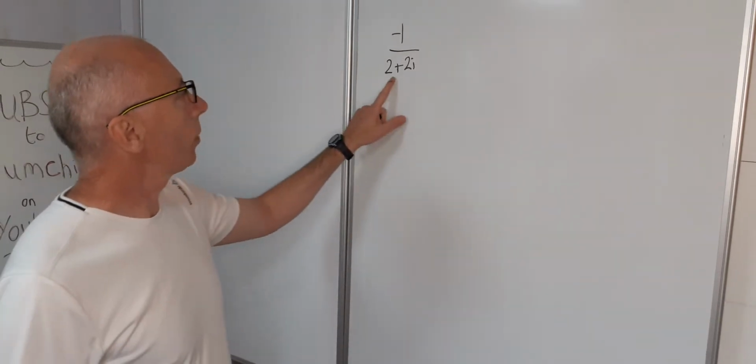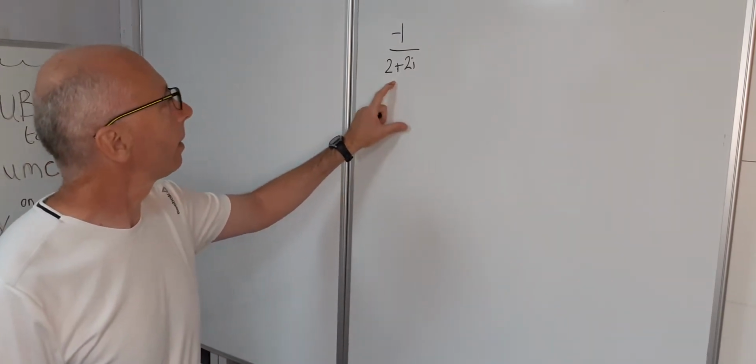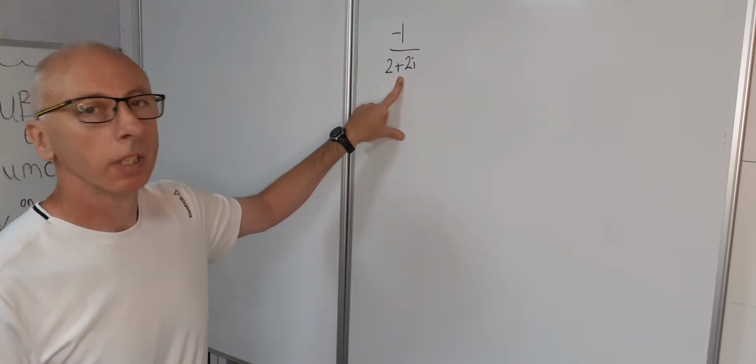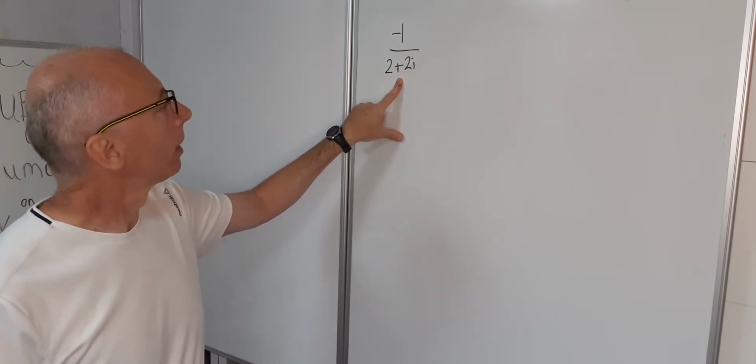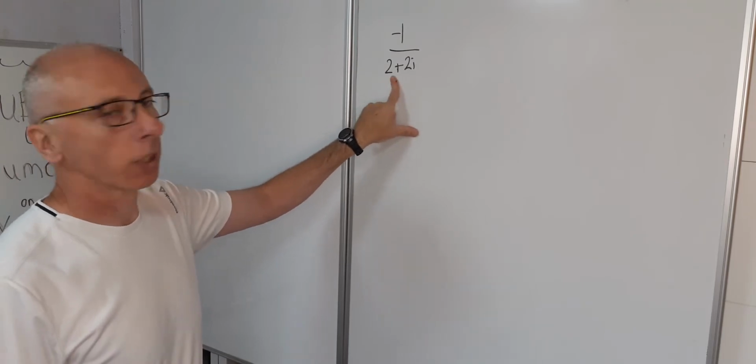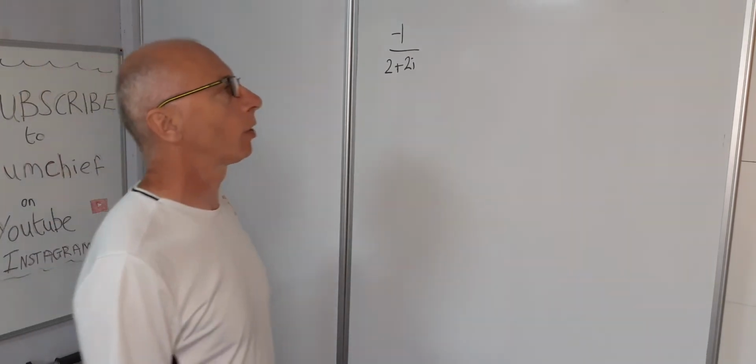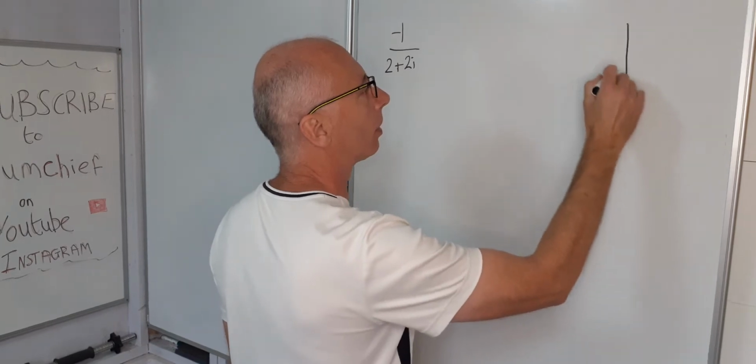Okay, so in this video we're going to go to some complex analysis, and we're looking at the reciprocal of -1 divided by 2 plus 2i. So how are we going to go about finding that? Well, first of all, we can draw this on the graph.